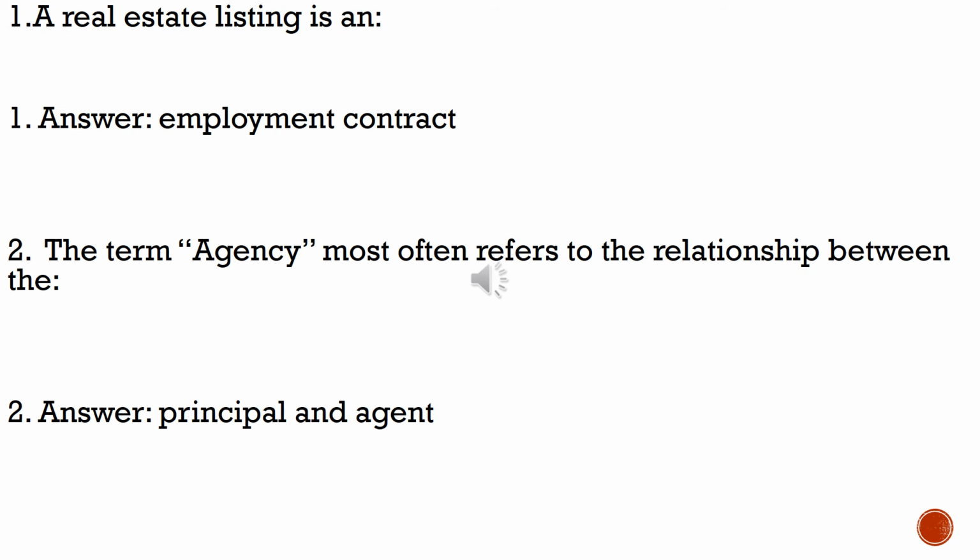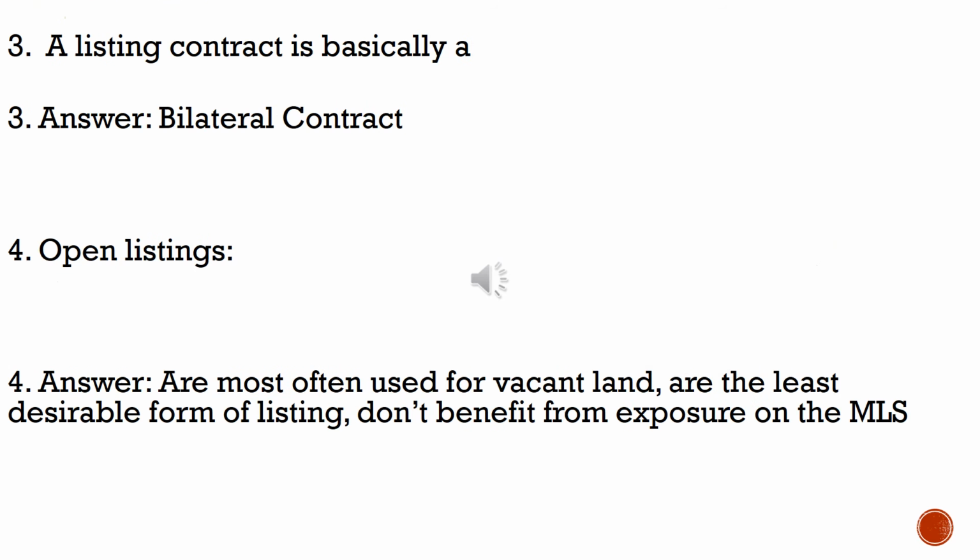Question number 1. A real estate listing is an? Answer, employment contract. Question number 2. The term agency most often refers to the relationship between the? Answer, principal and agent. Question number 3. A listing contract is basically a? Answer, bilateral contract.